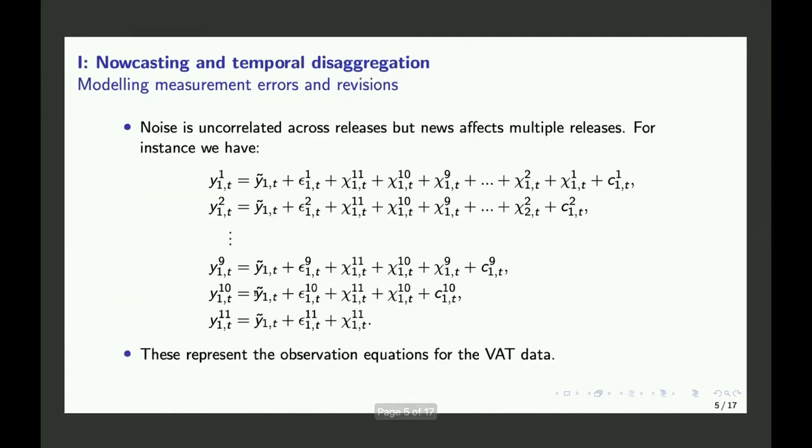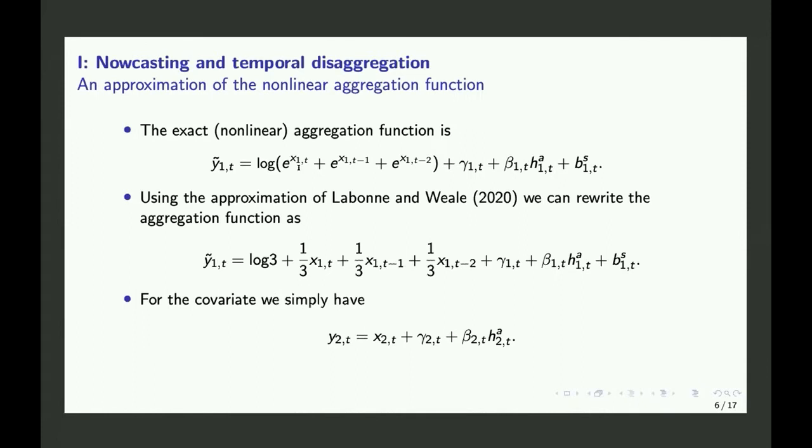The Y1T here is a quarterly figure, so we need to temporally disaggregate it into monthly figures. And also, since we use raw VAT data, the data are not seasonally adjusted, so we need to seasonally adjust it as well. We model the data in logarithms because then we can account for multiplicative seasonal effects and also for heteroscedasticity.